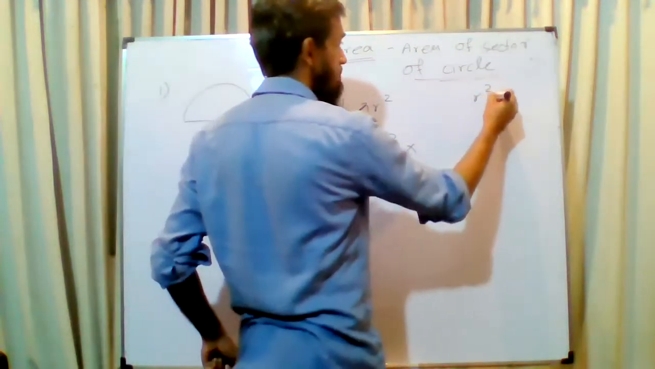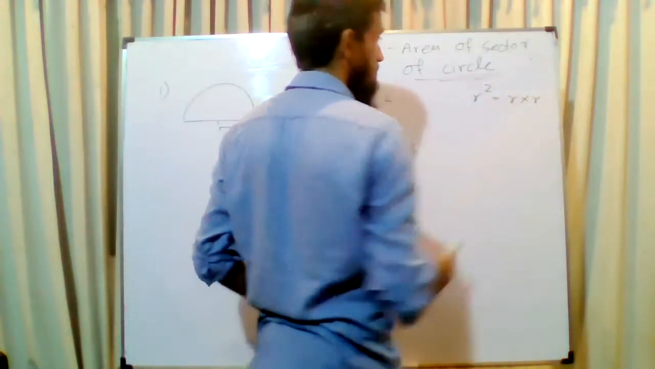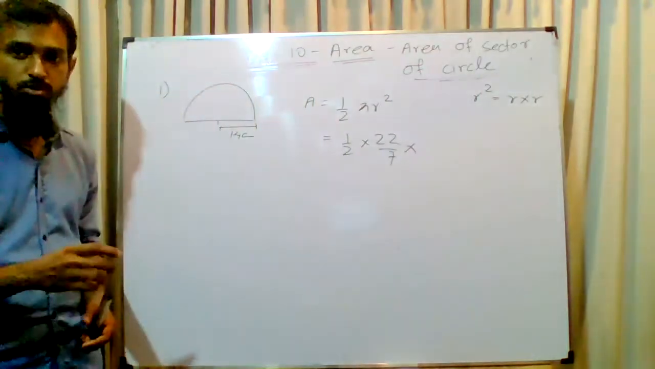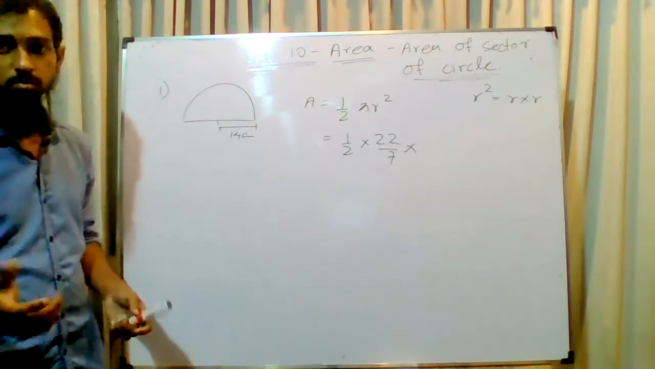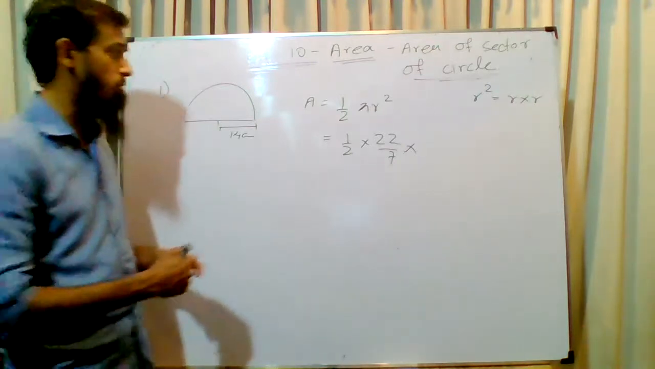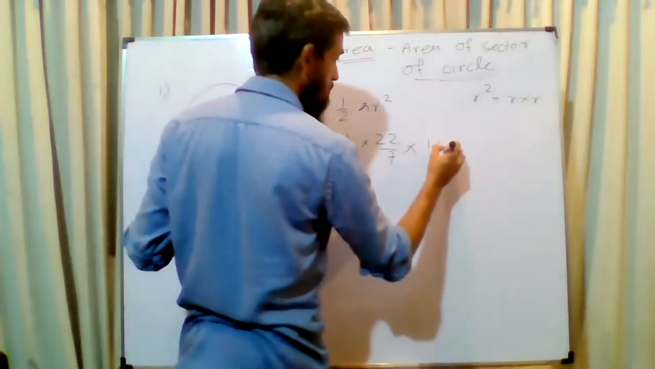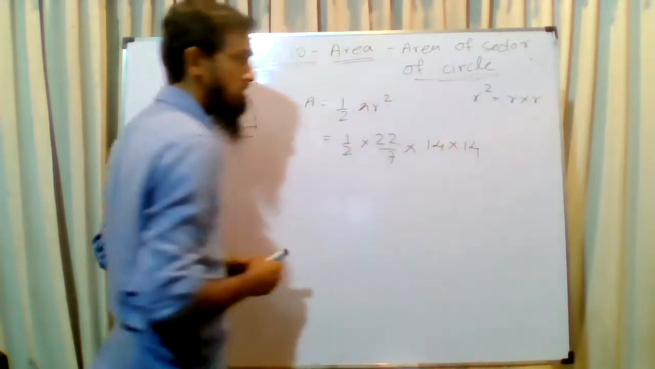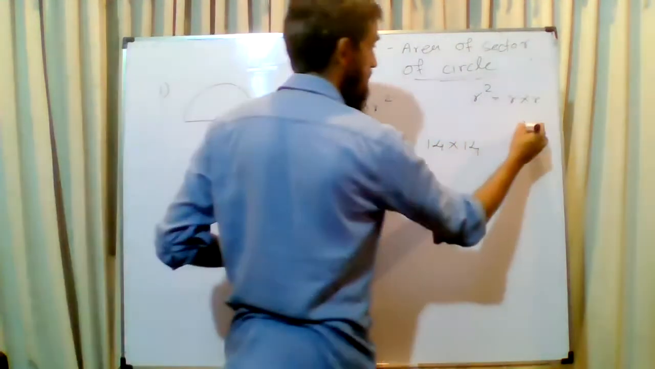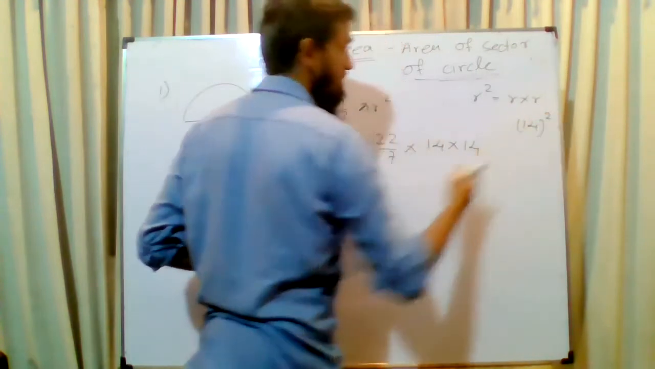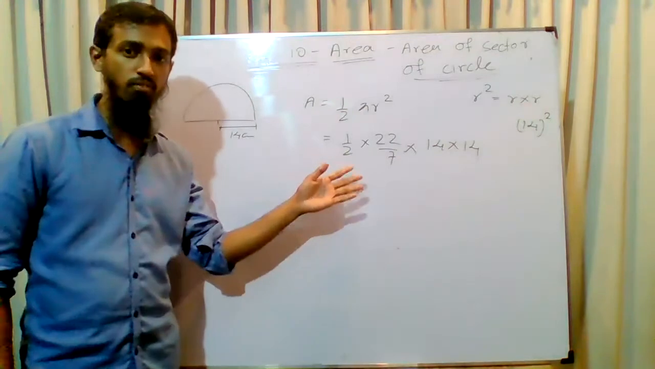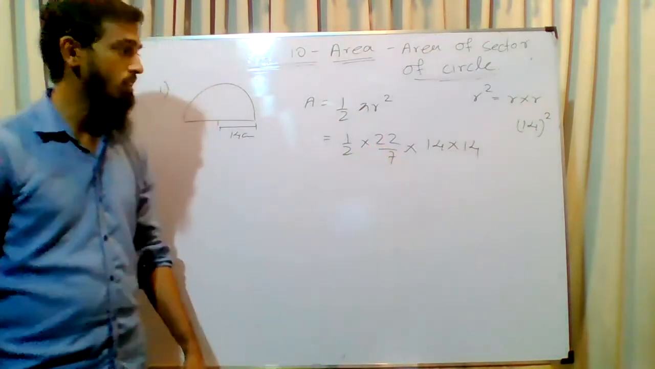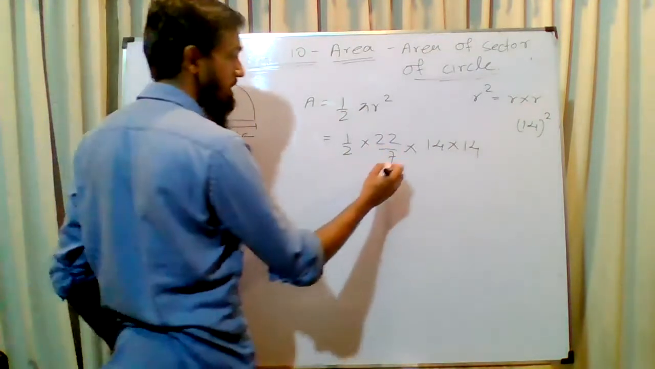We are going to use r squared with individual values. R squared means we all know r into r. So we always substitute the radius as a multiplication, not in the power form. So the radius is 14, so 14 into 14. We are not using 14 squared because it's easy to simplify when we write separately. Okay, we can do the simplification.